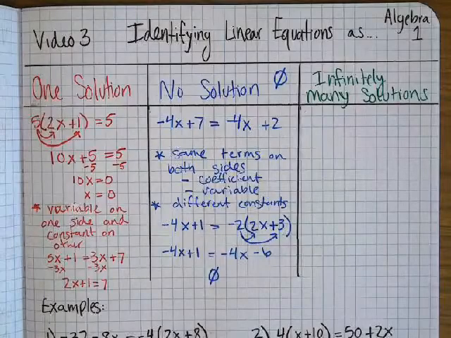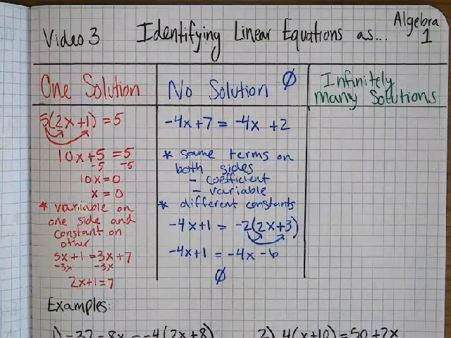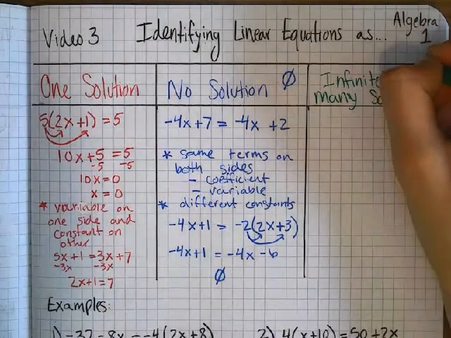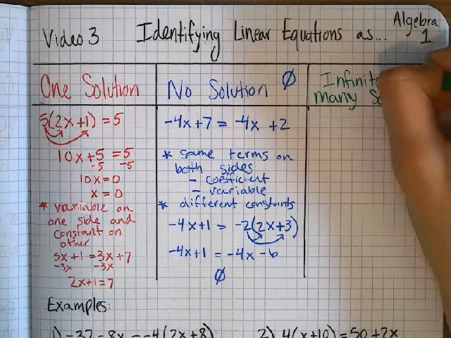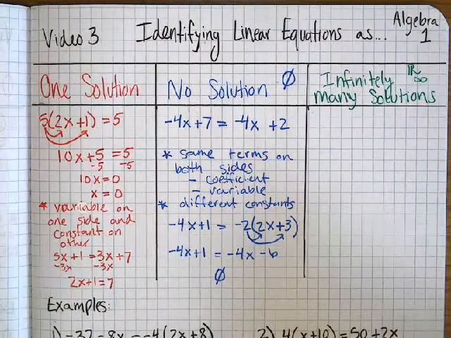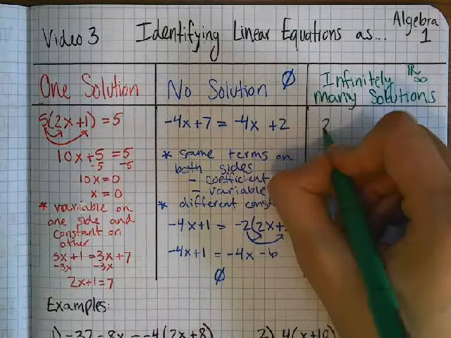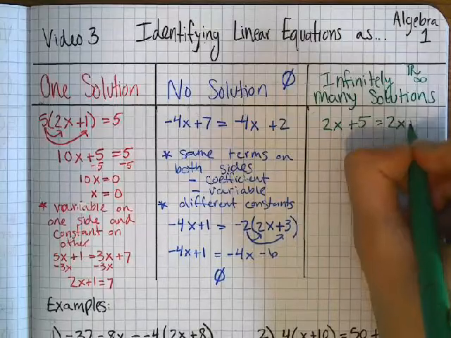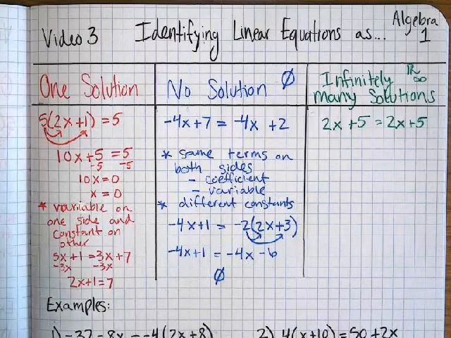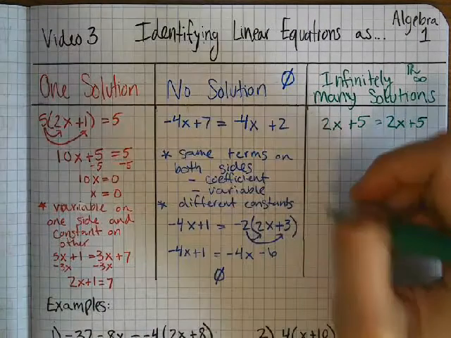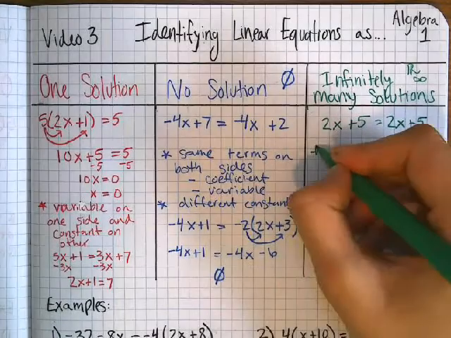All right, now for our infinitely many solutions. I kind of like to think of this as being the exact opposite of no solution, okay? And you might see this being written as that double R that we learned in video 2, or some people will even just write an infinity sign, okay? And either of those will work. Now this one might seem like kind of a trick question, but 2x plus 5 equals 2x plus 5. It's the same thing on both sides. That's how you can tell that it's going to be infinitely many solutions.